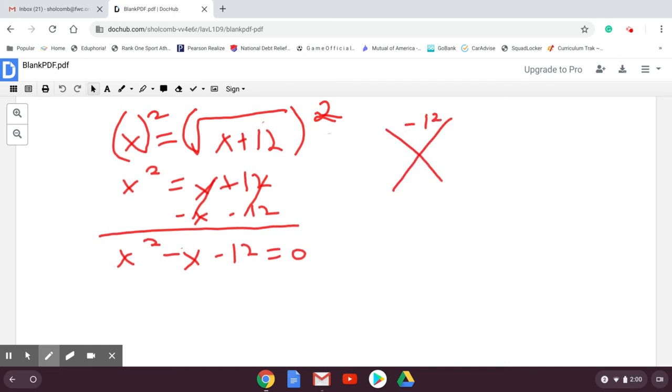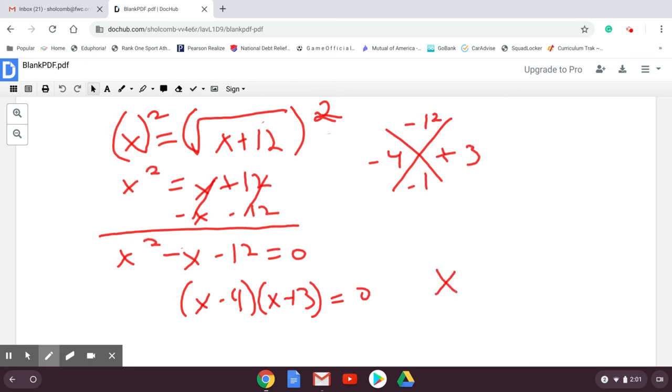If you factor, you've got an AC of negative 12 and a B of negative 1, which means you'll have a negative and a positive. The factors should be fairly easy to see of negative 4 and 3. And so as you go all the way down there, you should end up with x minus 4 times x plus 3 equals 0, which means that x has two answers. X is supposed to be equal to either 4 or negative 3. Or so you would think.